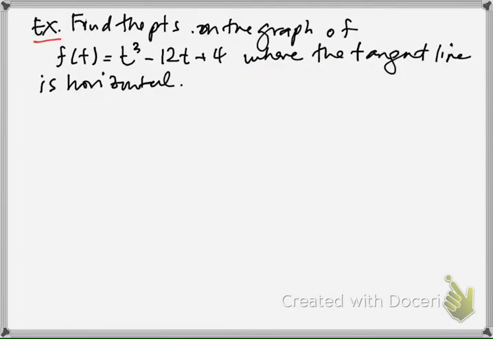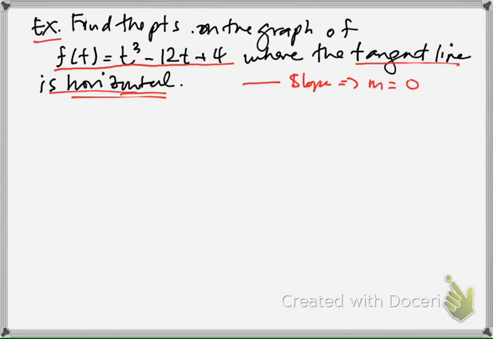So let's look at this example here. We want to find the points on the graph of the function f of t equals t cubed minus 12t plus 4, where the tangent line is horizontal. So what do we know about a tangent line? What do we know about something being horizontal? What is the slope of a horizontal line? The slope of a horizontal line is m equals 0. And what is the slope of a tangent line? That is just our derivative. So what are we asking? Where is the derivative equal to 0? So let's find that out.